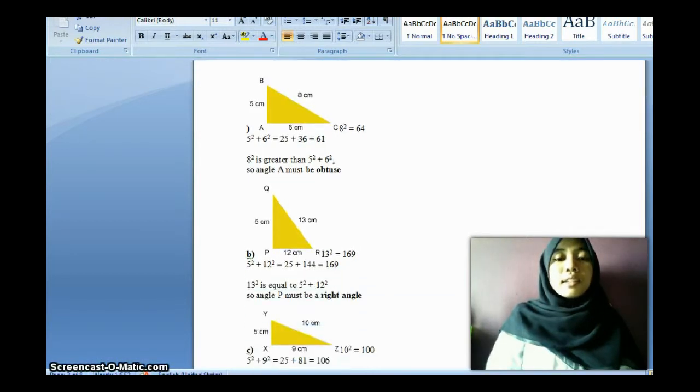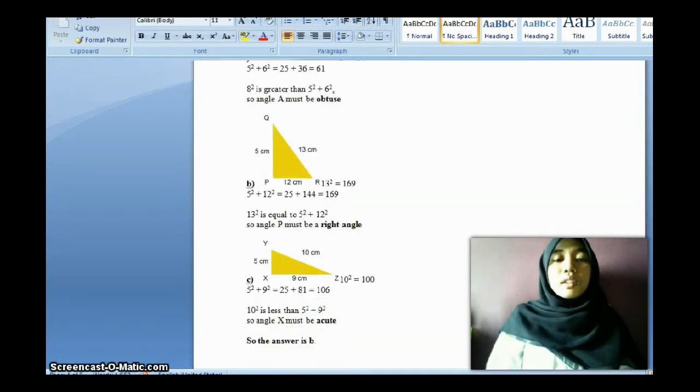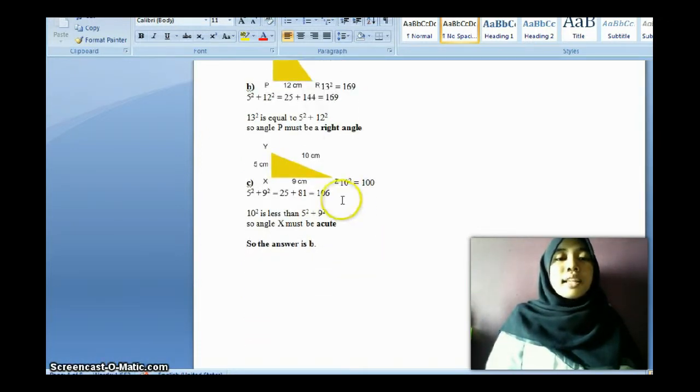B, 5 squared plus 12 squared is equal to 25 plus 144 is equal to 169. 13 squared is equal to 5 squared plus 12 squared. So, angle P must be a right angle. Then the C, 10 squared is less than 5 squared plus 9 squared. So, angle X must be acute. So, the answer is B because we have the right angle.